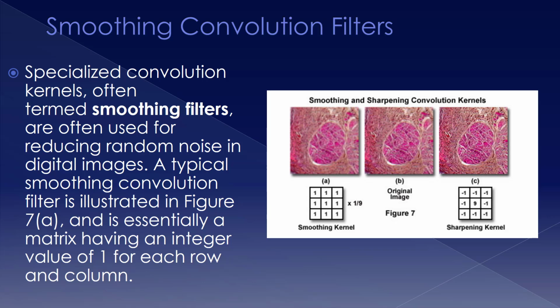I'm going to finish up here with an example of smoothing convolution filters, often called smoothing filters, and they're used for reducing random noise in digital images. A typical smoothing convolution filter is illustrated in figure 7 as shown here, and it's basically a matrix having an integer value of 1 for each row and column. This image is showing an example of a smoothing kernel on the left, the original image in the center, and the sharpening kernel on the right.